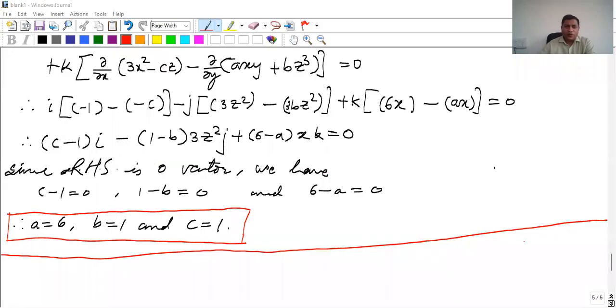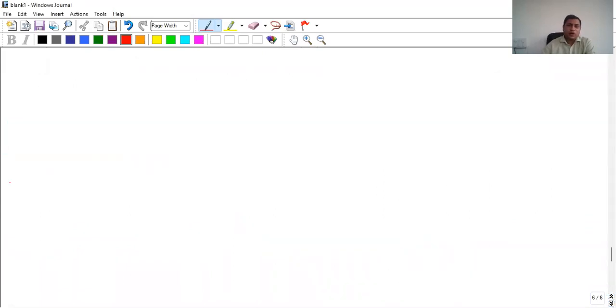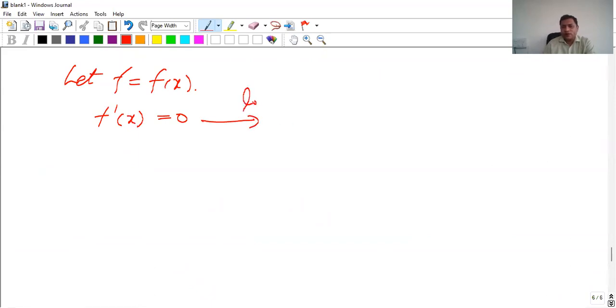Okay, so if we consider the function of one variable case, suppose we have a function y is equal to f of x, and we want to find the maxima or minima of this function. So let y is equal to f of x. What we do is we find f dash of x and equate it to 0 to get the stationary points, the stationary values.